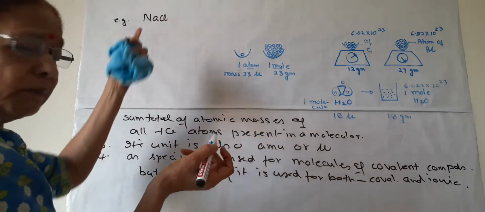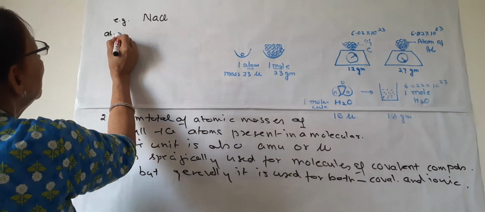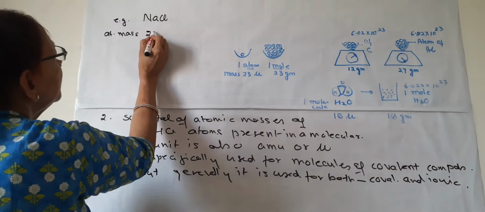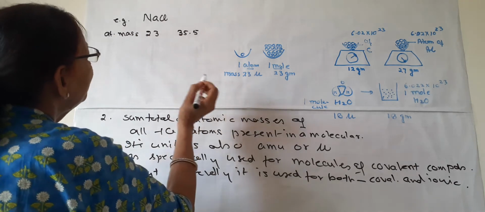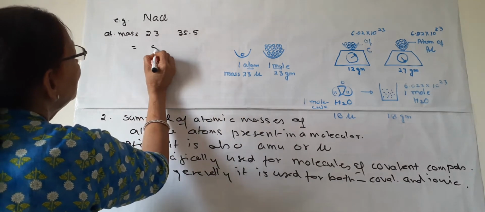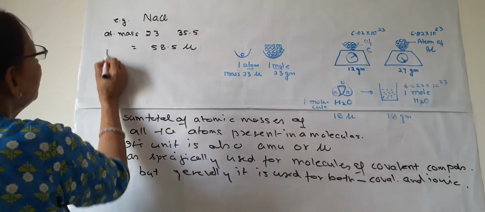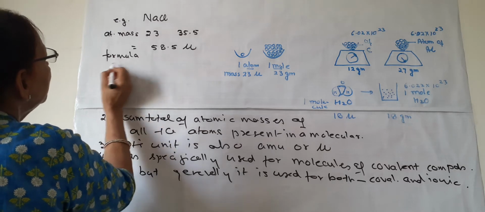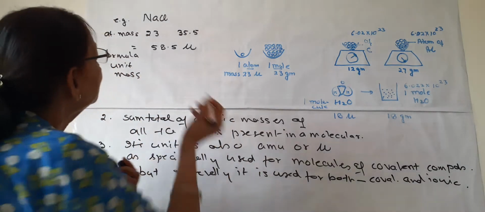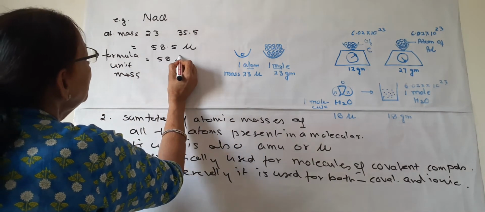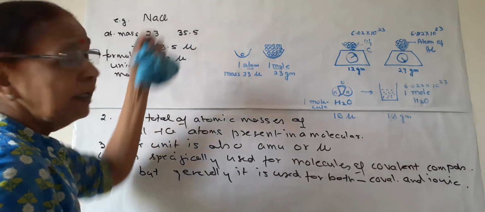The first example I will take is NaCl. NaCl is an ionic compound formed by Na and Cl. So first we should write the atomic mass of Na is 23. You must be knowing that of chlorine is 35.5 and the total will be 58.5 U. So this is the formula unit mass. In the same way as the molecular mass is calculated, or we can equate it to 58 U. So this is the formula unit mass for NaCl.